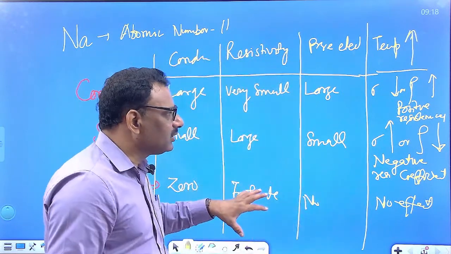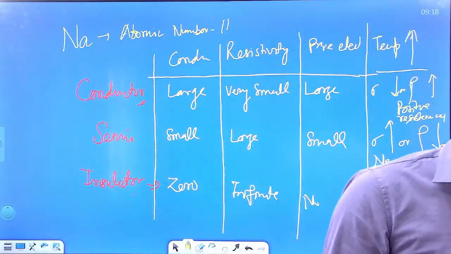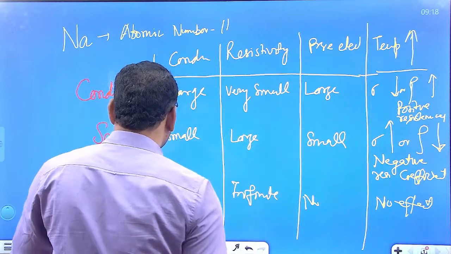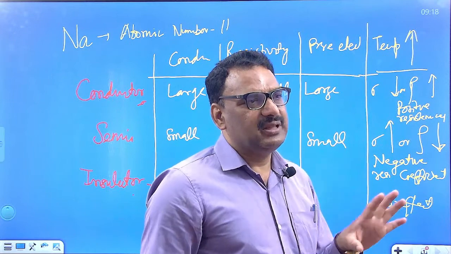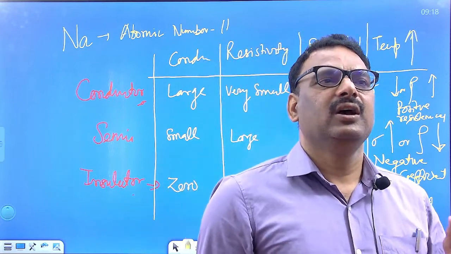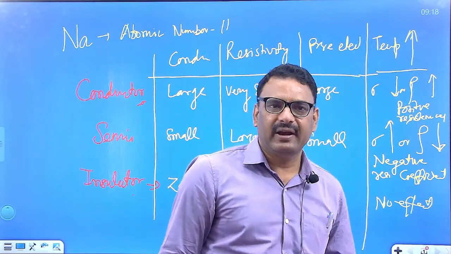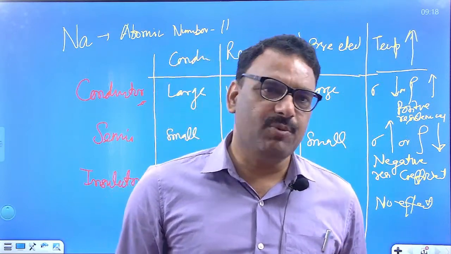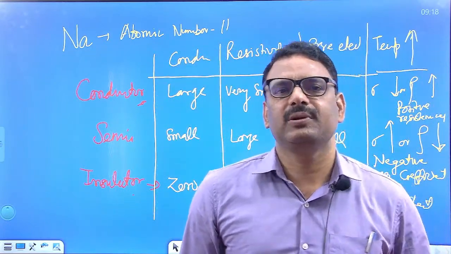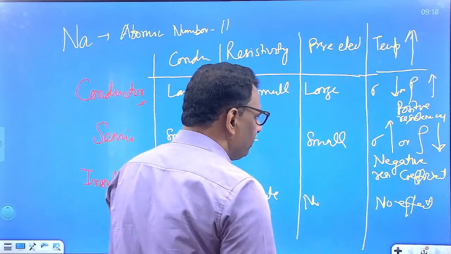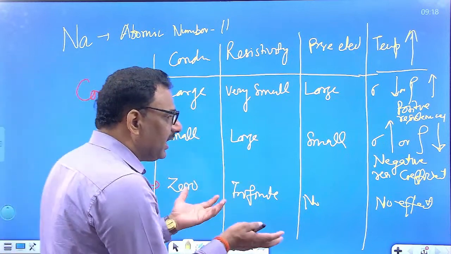So both materials are from the periodic table, but their behavior is different. This behavior differentiates a semiconductor from a conductor: with the increase of temperature, conductivity will increase and resistivity will decrease in a semiconductor, while in a conductor with the increase of temperature, conductivity will decrease and resistivity will increase. And in an insulator there is no effect of temperature. So why do we have this type of behavior?